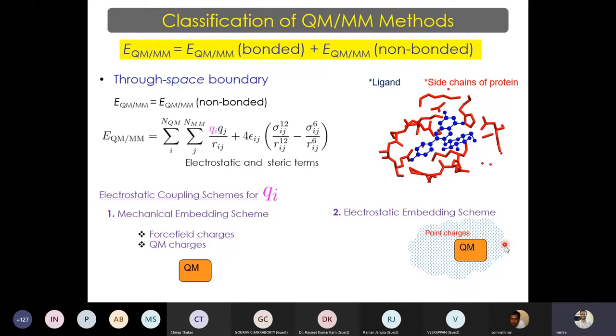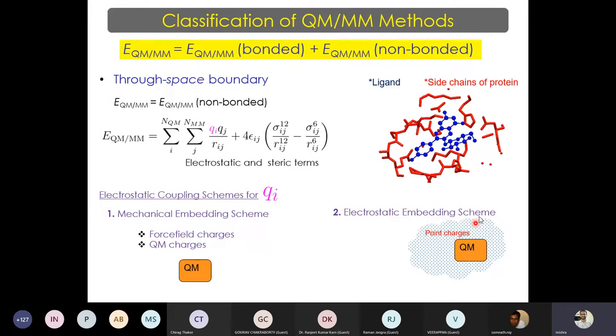So that when I'm solving this Schrodinger equation, I'm not only solving this electronic part of the Hamiltonian, but also another term which comes from the point charges corresponding to each of these nuclei, which I have considered in the MM region. So that way, this wave function that I'm getting is aware of the presence of the surrounding charges. Therefore, the charges that I'm going to get here are influenced by the external point charges. So this charge is kind of polarized by the surrounding region. And this is what we want.